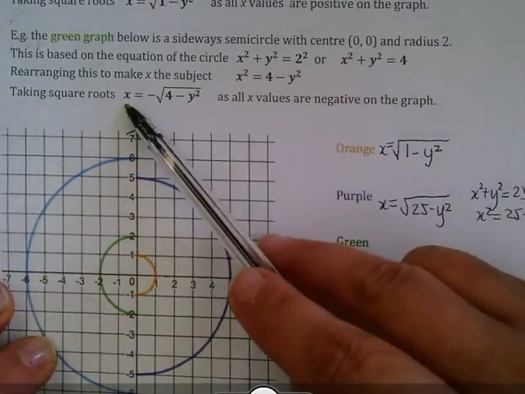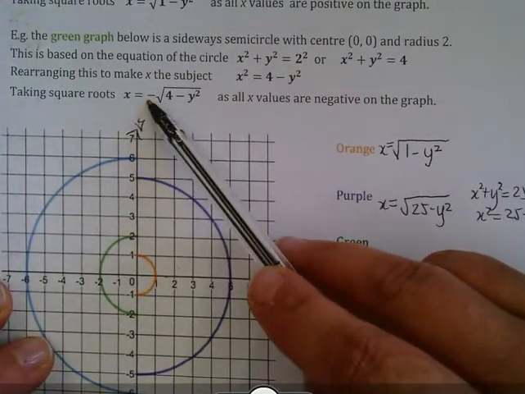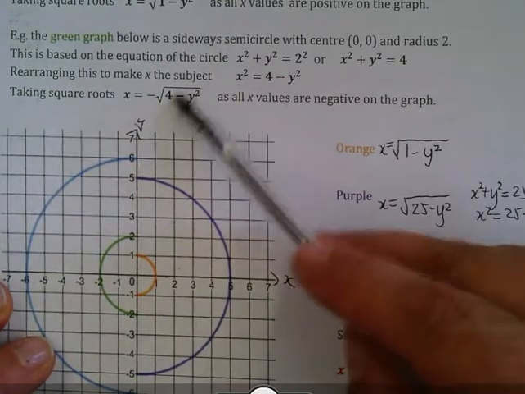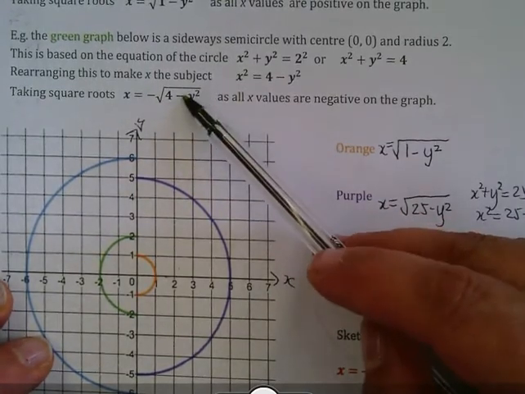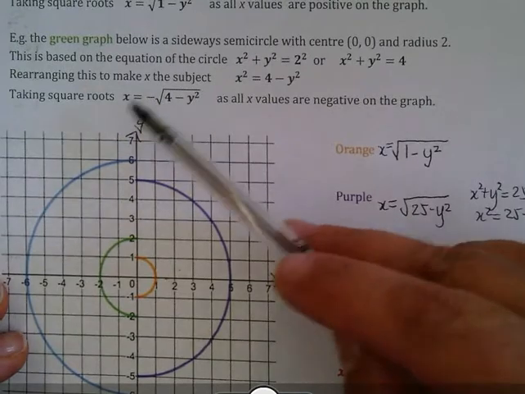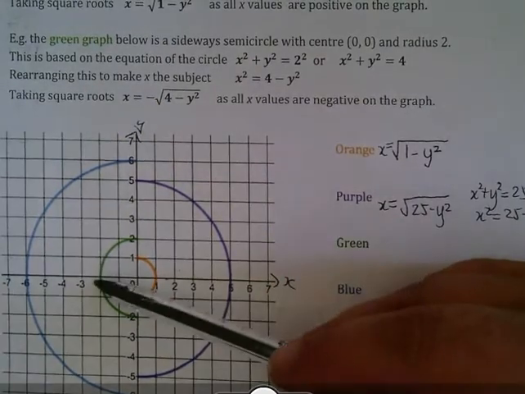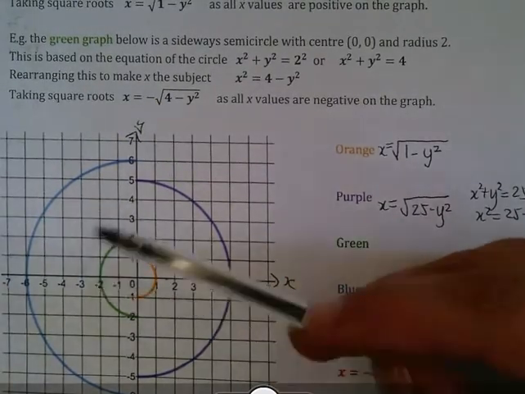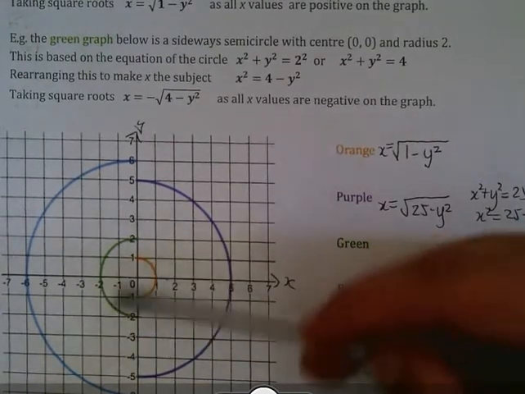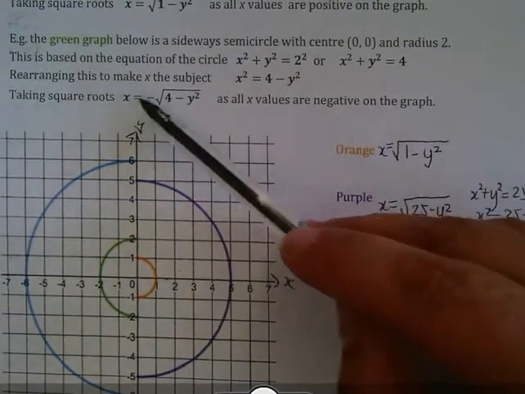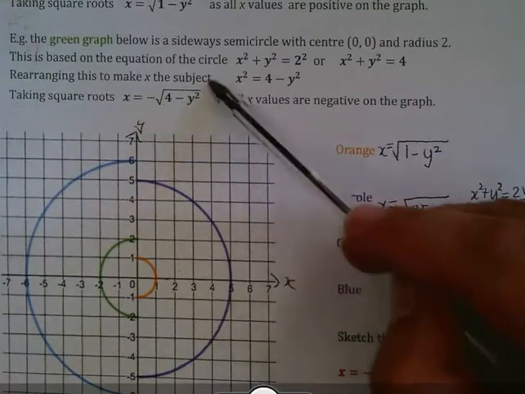The only way x is going to be negative is if you put a negative in front of that square root sign, because what's under the square root? The square root bit's positive, so we need a negative x value here. This makes sense. All the x values in the green graph are negative. X is negative, and I know that bit's positive.